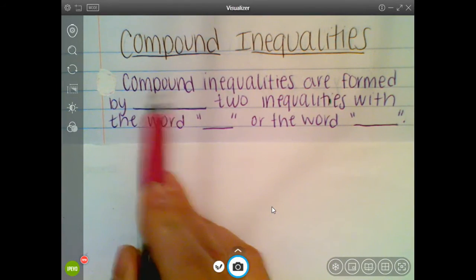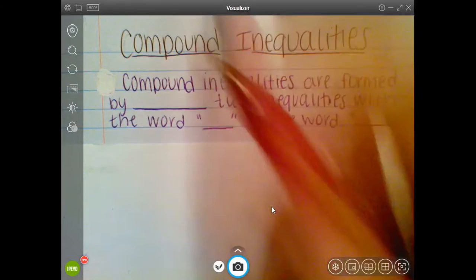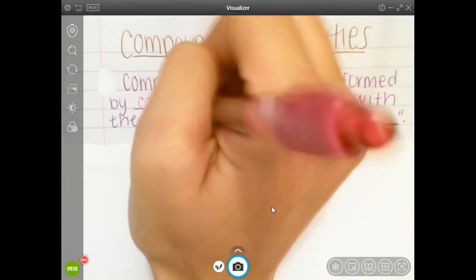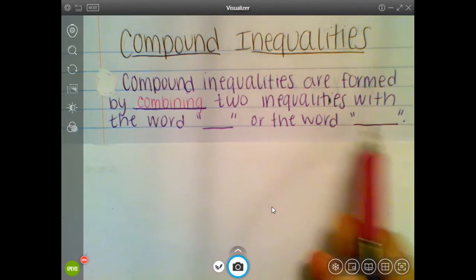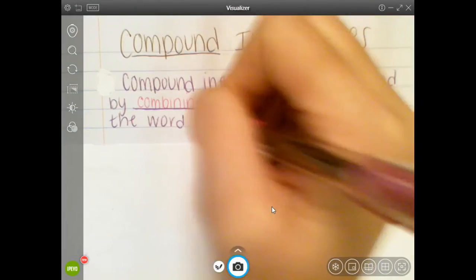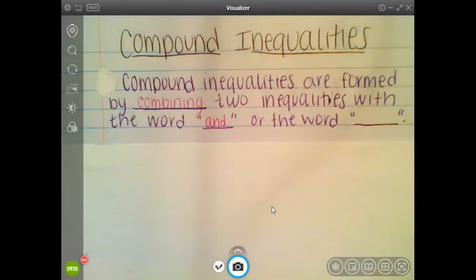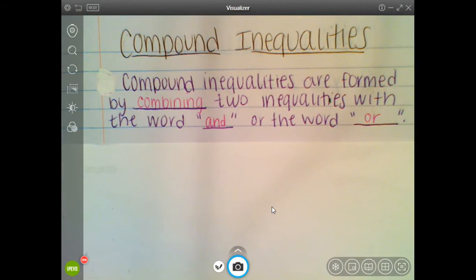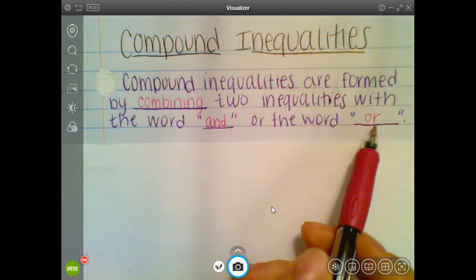So here we go. Compound inequalities are formed by combining two inequalities with the word and or the word or. I know that's weird because or comes close, but you're either going to see and or.